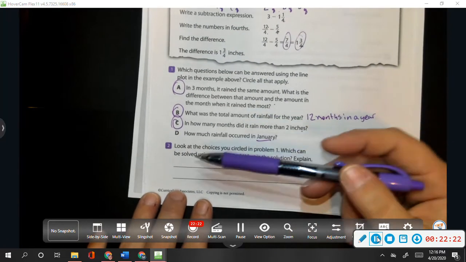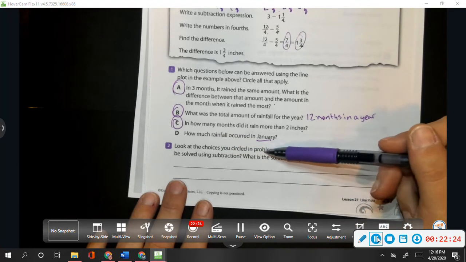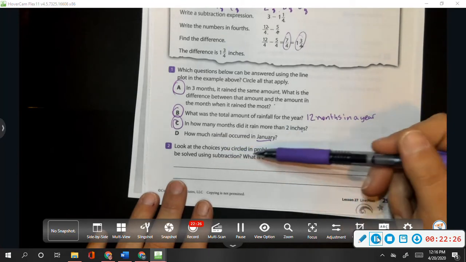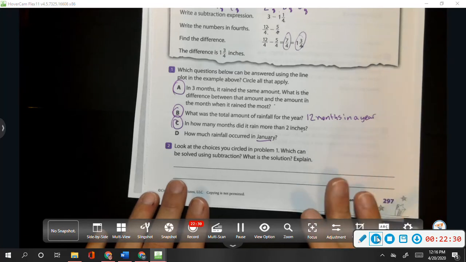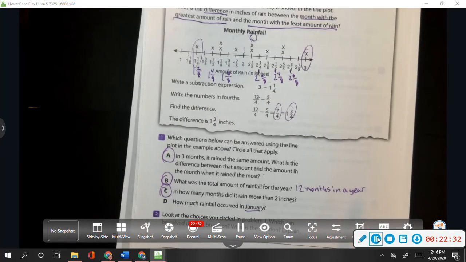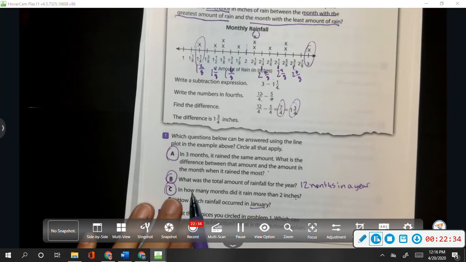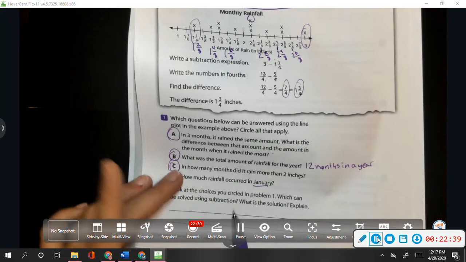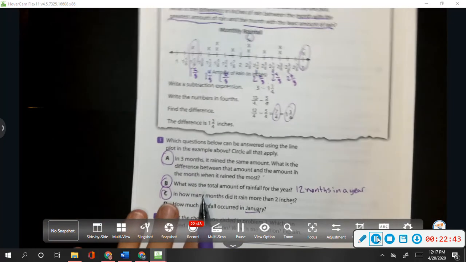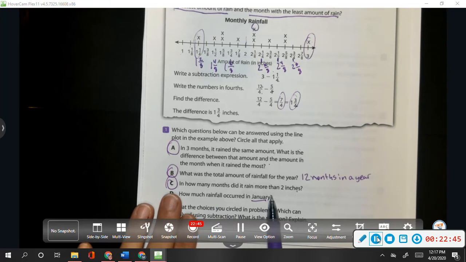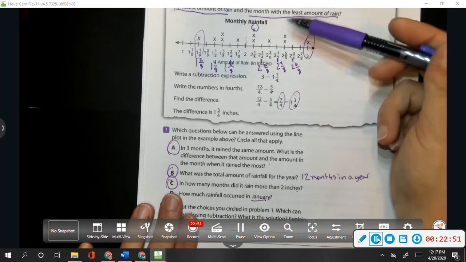2. Look at the choices you circled in problem 1. Which can be solved using subtraction? What is the solution? So let's go back up to here. So let's look at our 3 questions that we knew we could answer. And we want to find one of the questions that would have to use subtraction. So in C it says, in how many months did it rain more than 2 inches? Well, we're not going to use subtraction there because all we have to do is count.